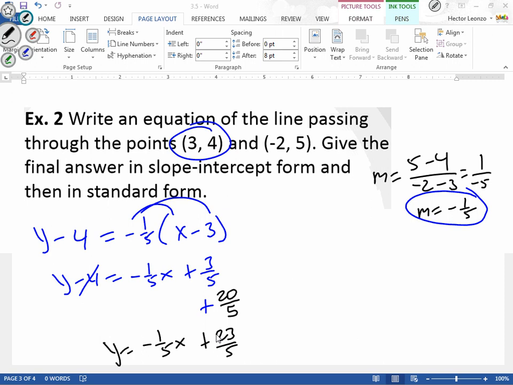So that's how I have my slope-intercept form. But I noticed that it also says give it in standard form. To begin with, standard form, we should have no fractions. So for slope-intercept form, I'm done. Y equals negative 1/5 x plus 23 over 5. That's the slope-intercept form. Now for standard form, because that's also being asked, we cannot have fractions.